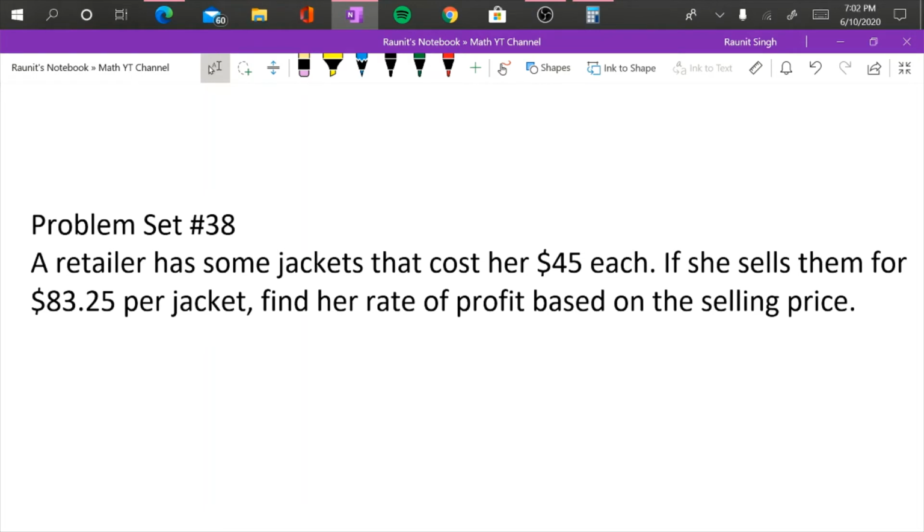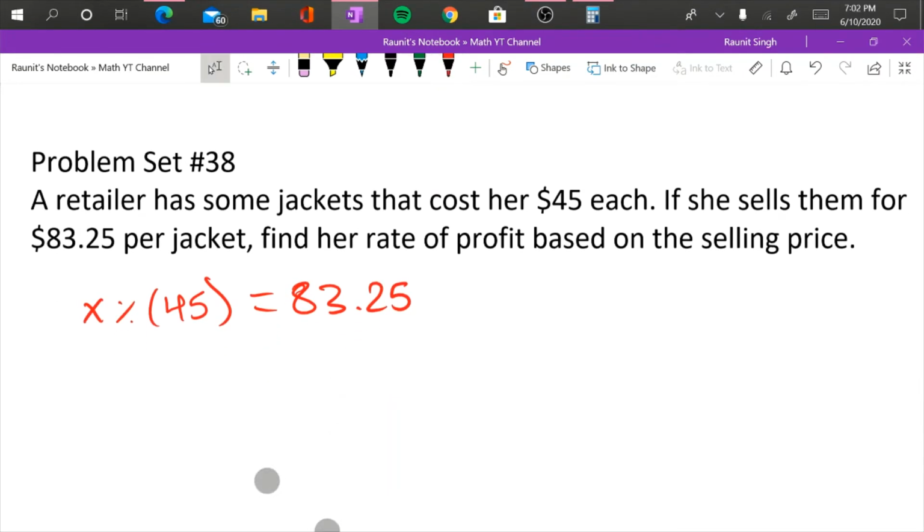Since it's markup, it's alright if it's over 100%. If the rate is over 100%, it's fine. So we're going to do x percent of $45 is equal to 83.25. We're going to get x over 100 times 45 is equal to 83.25.